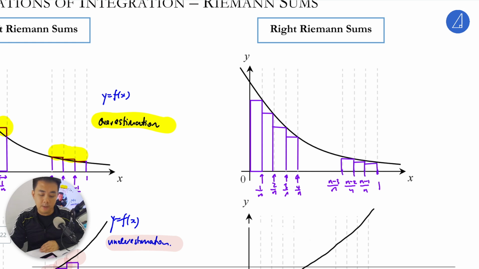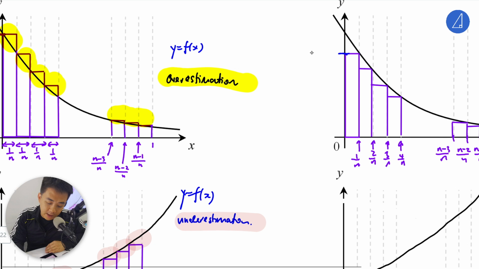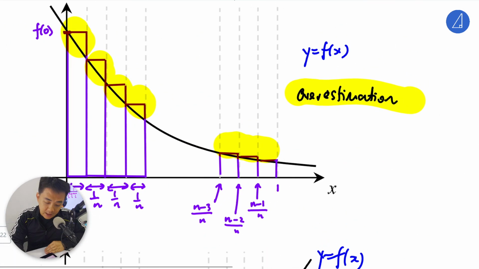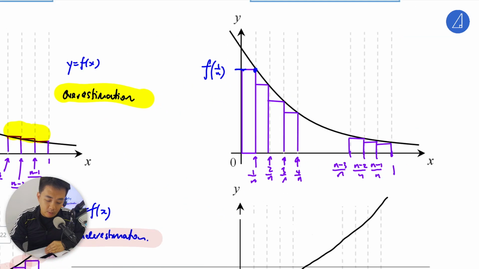Drawing is important because, like I said, it actually came out in A level. So this guy, you see the first one here, the height that you register is f(1/n). This is the actual height. You all know f(1/n) is the y value. The y value is the height, guys. The height is f(1/n) for the first one.